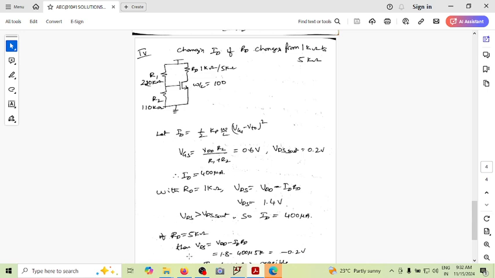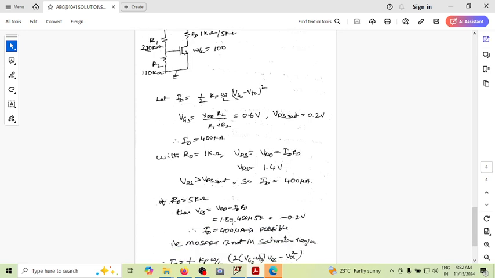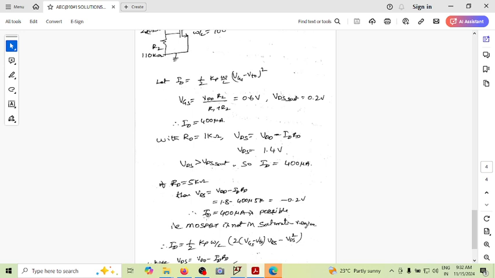The moment I change this RD from 1k to 5k, can you see this becomes minus 0.2 volt? You cannot have a VDS which is negative in a circuit. So then ID of 400 microampere is not possible to flow. So this is not a valid current now.